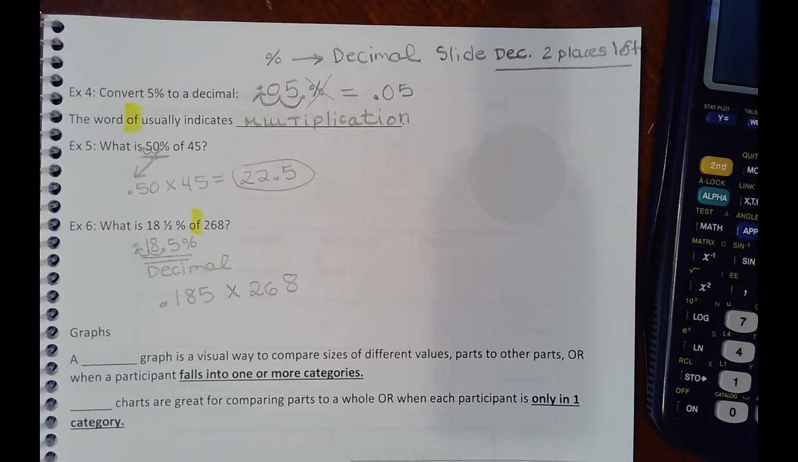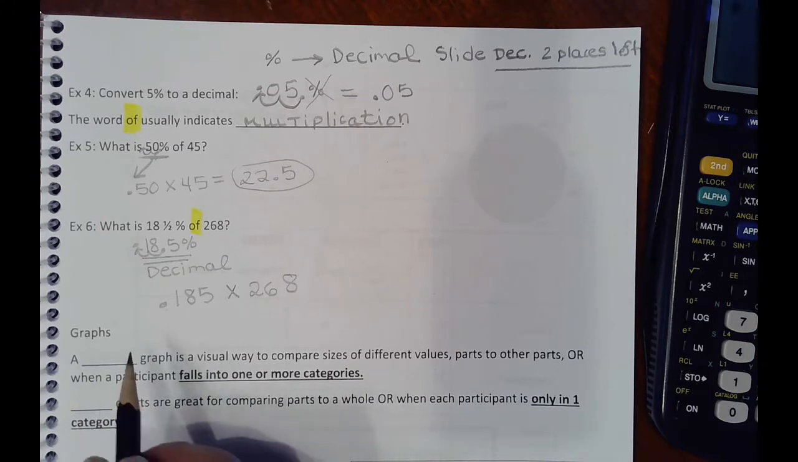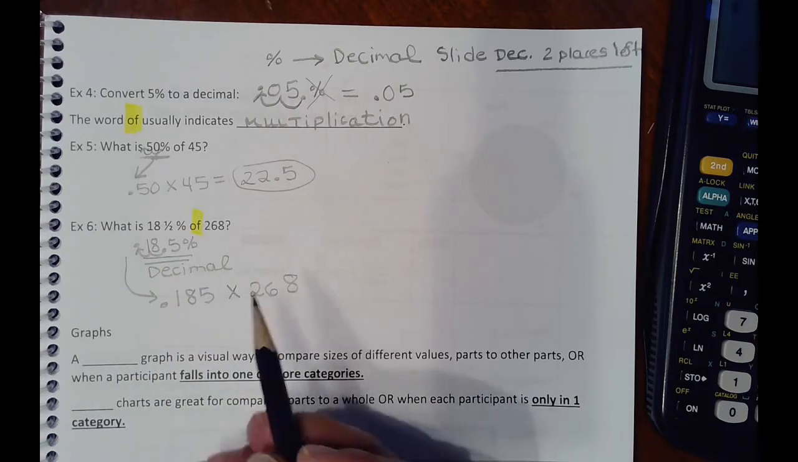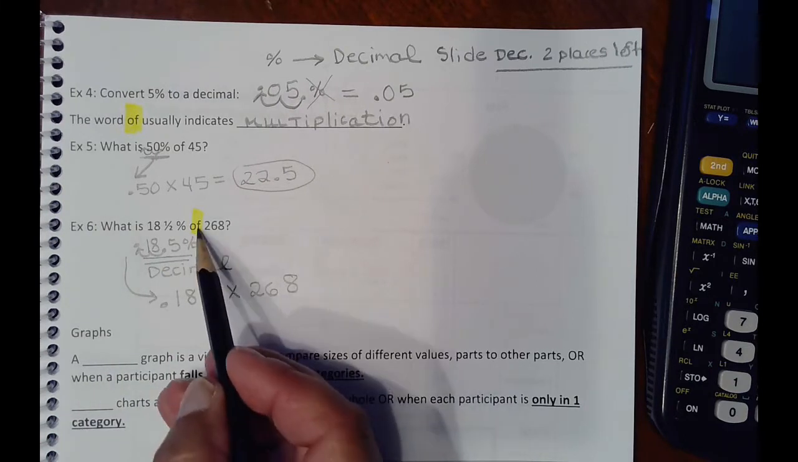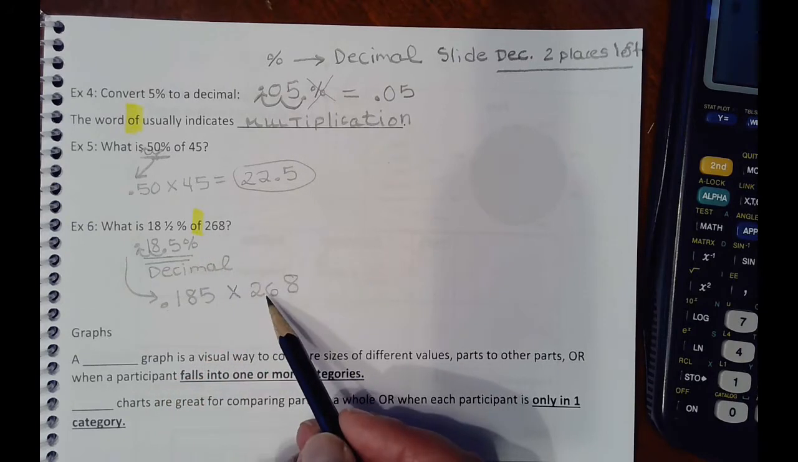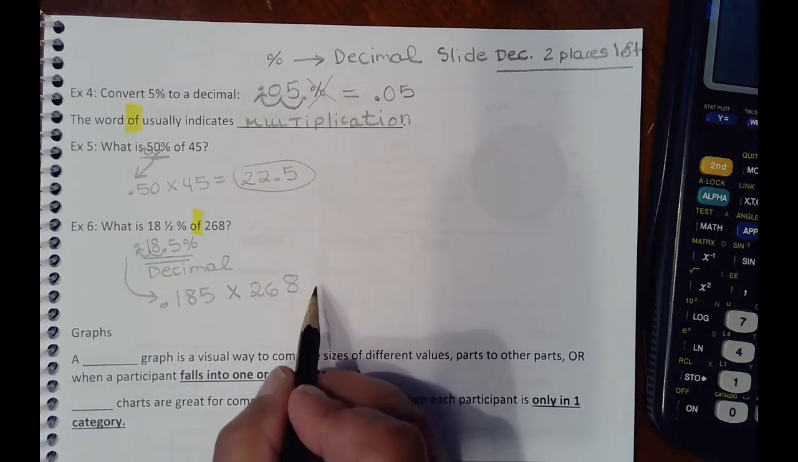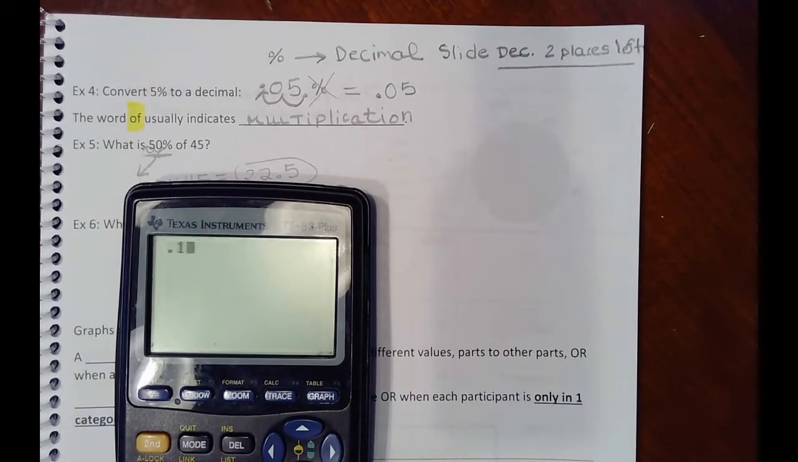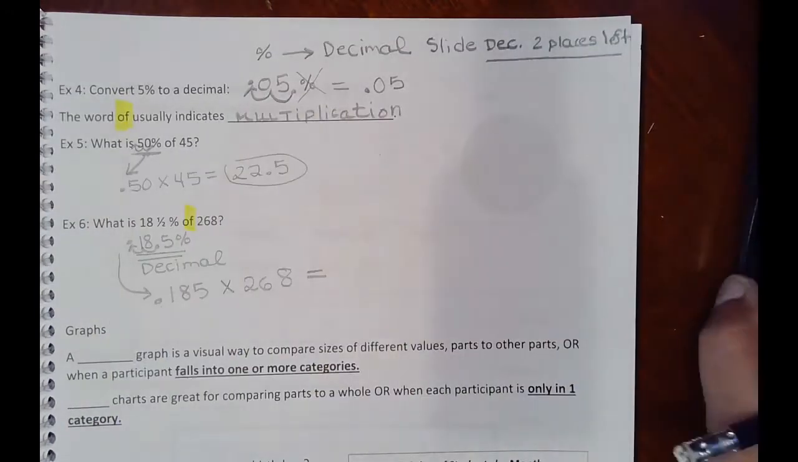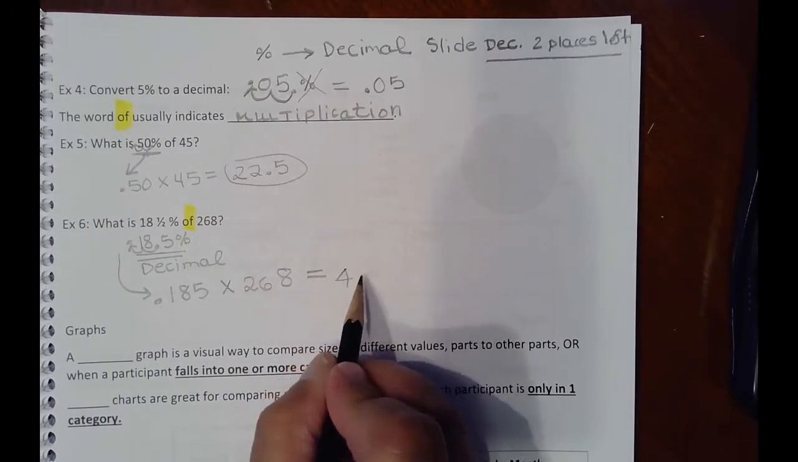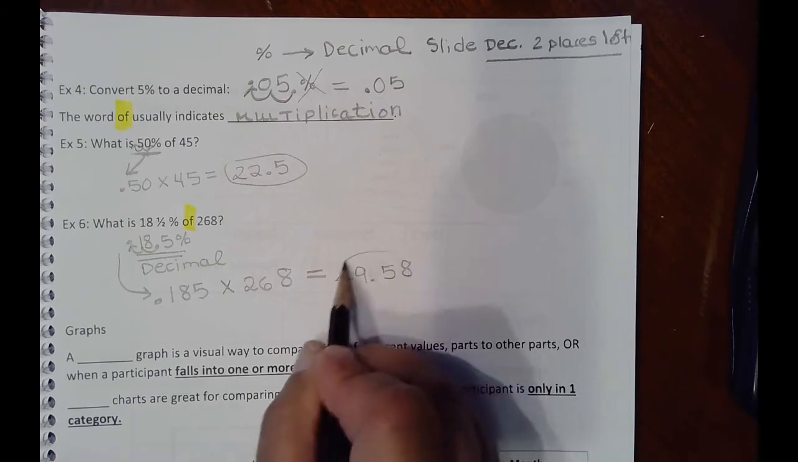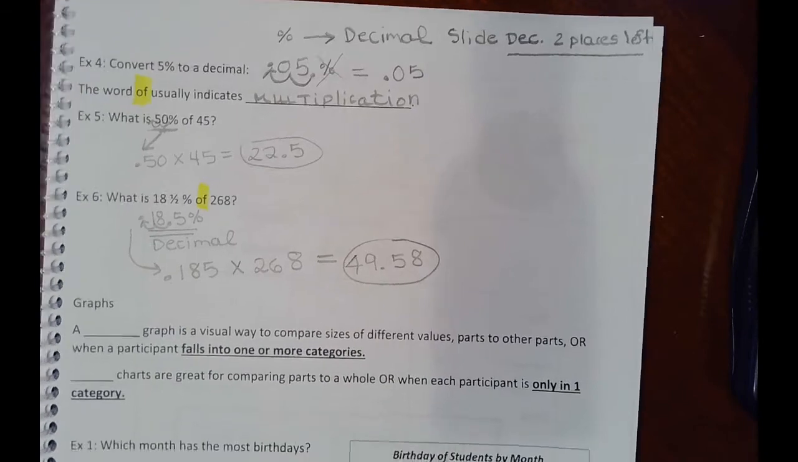So you most definitely can show your work. Don't forget, put it in decimal form. That will get rid of the percentage. Multiply to signify that you know what the word of means, and then this is what you are taking 18.5% of. Pop that in your calculator, and you get 49.58. And that's the final answer there.